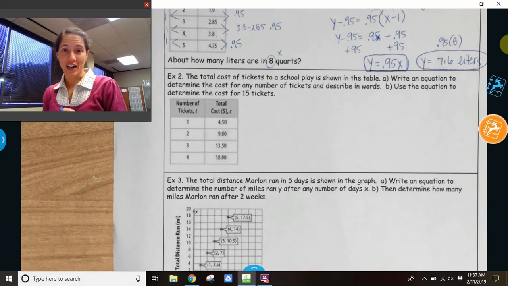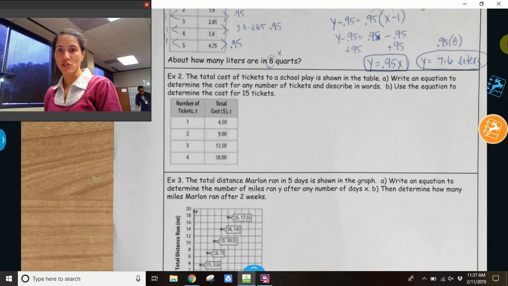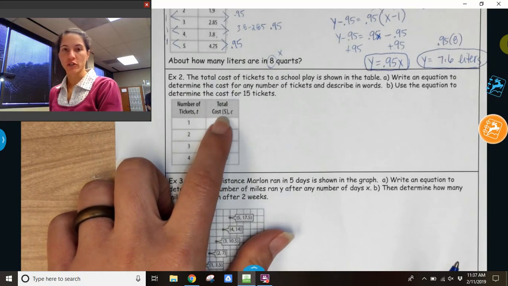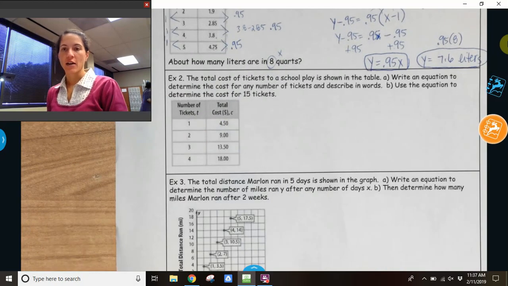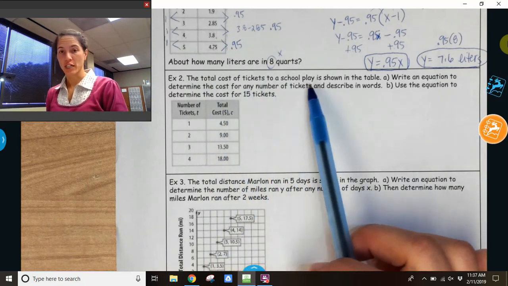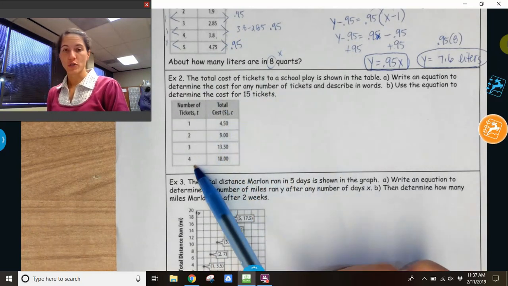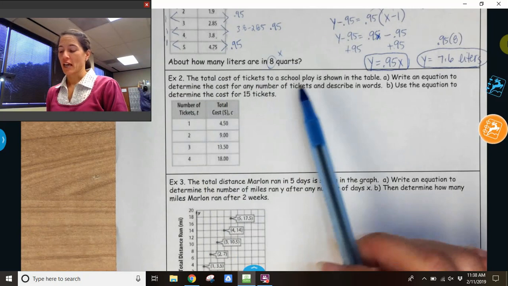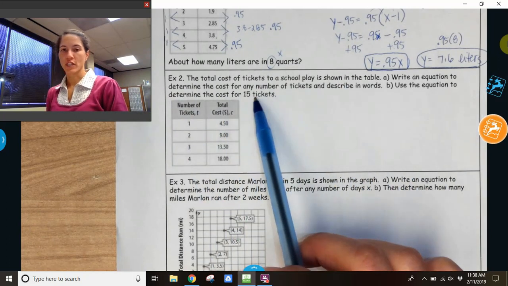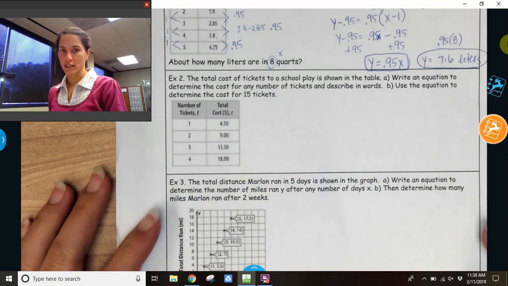All right, number 2. The total cost of tickets to a school play is shown in the table. So we have our number of tickets, T, and our total cost, C. Part A, write an equation to determine the cost for any number of tickets. So not just 1 through 4 tickets, but any number of tickets. And describe it in words. Use the equation to determine the cost for 15 tickets. So we have 2 things. We're doing it just like example 1.